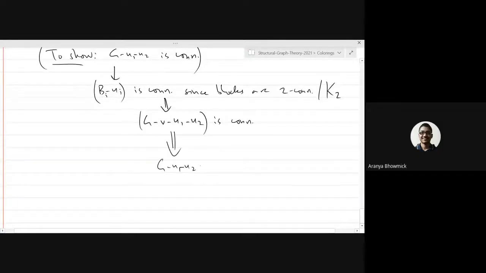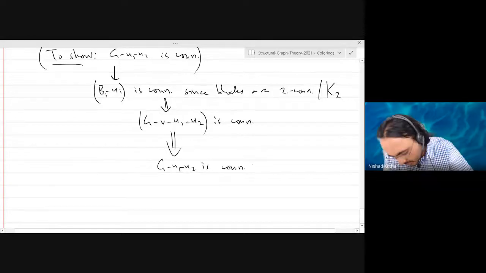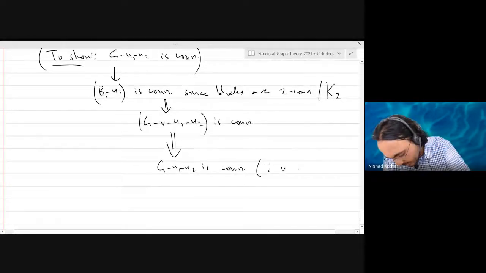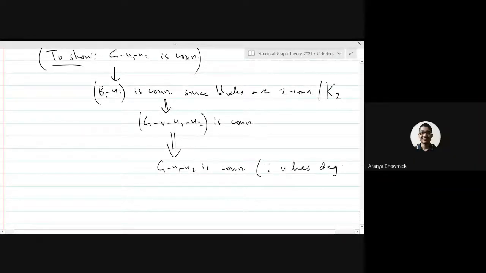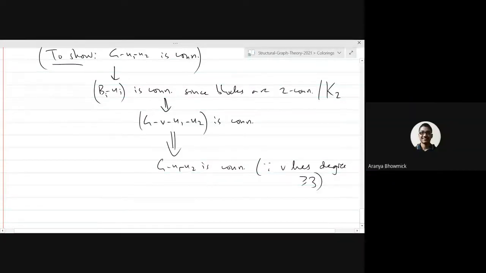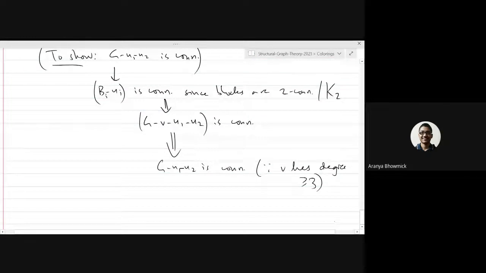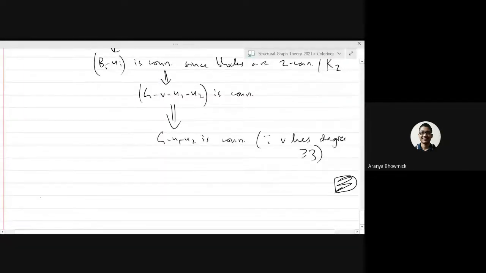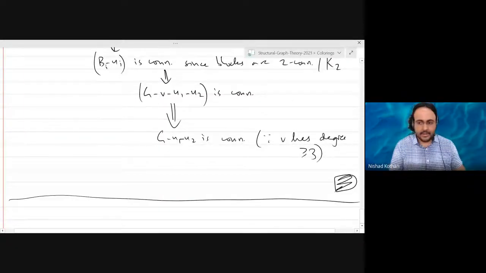Okay, yeah, I got it. Since V has degree at least 3, and the blocks we are taking are in G minus V, we can say that G minus V minus E1 is connected. But when you put back the vertex V, it has at least a neighbor U3 different from U1, U2. So basically G minus U1 minus U2 will be connected. Yeah, exactly. So that's it.